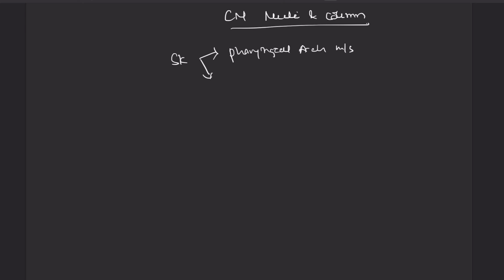Now coming to the cranial nerve nuclei and columns. Remember, there are two types of skeletal muscle in the head and neck region. First are those derived from the pharyngeal arch, and the second type are those derived from somites, that is somatic muscle. Those derived from the pharyngeal arch are the first, second, third, fourth, and sixth pharyngeal arches. The fifth arch disappears.